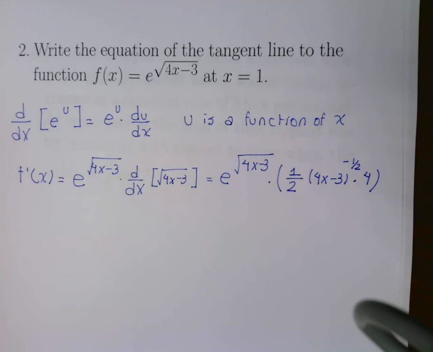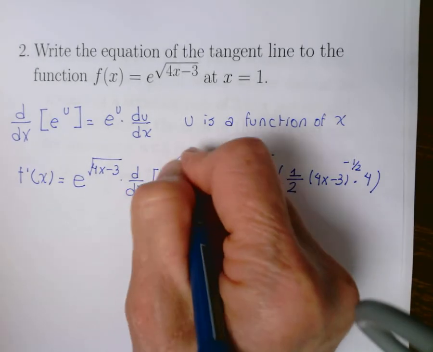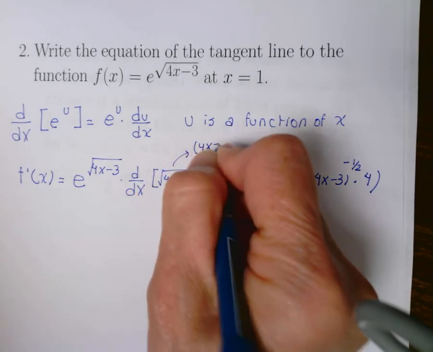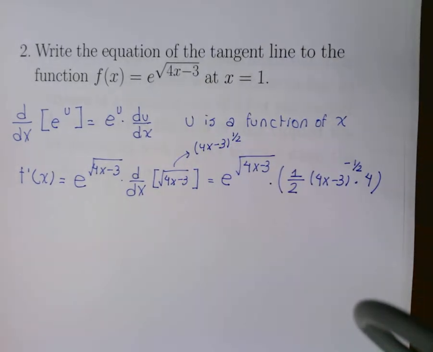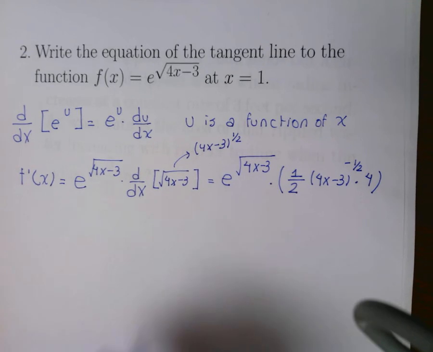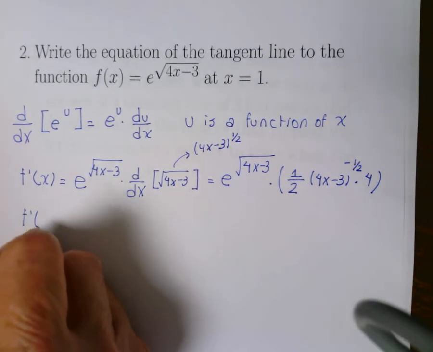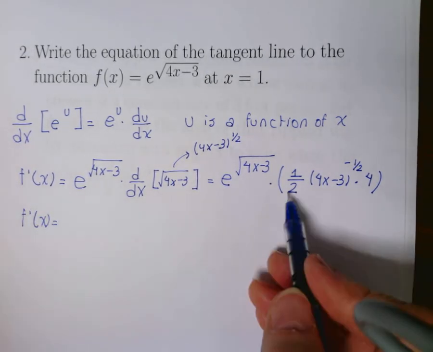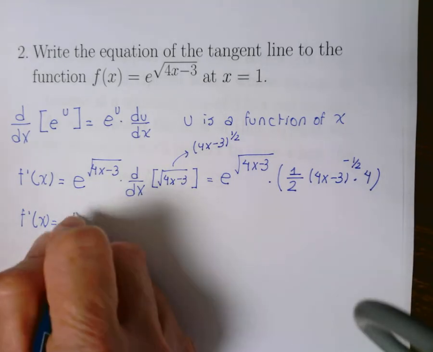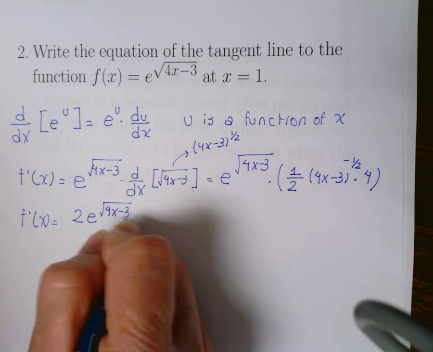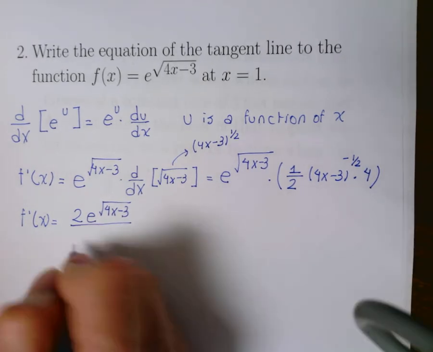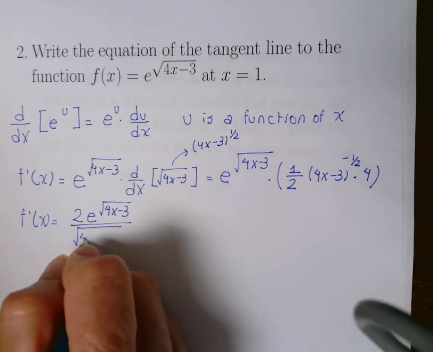You have to remember to use the chain rule there, because keep in mind this is 4x minus 3 to the 1/2. So we use the chain rule there. Okay? And so if we like, we can see that f prime of x, simplifying that, the 2 will cancel with the 4. It just leaves me a 2. And the power of e in the numerator, and in the denominator, that square root will come down.